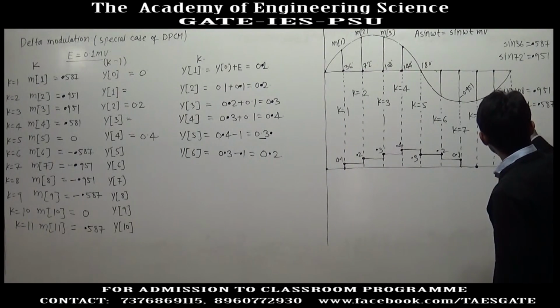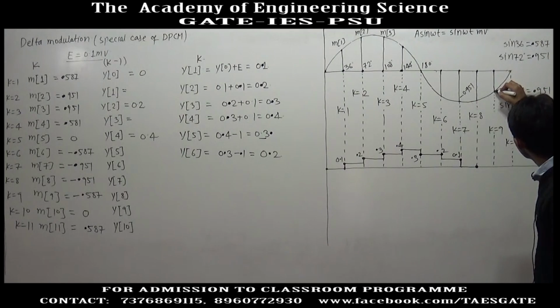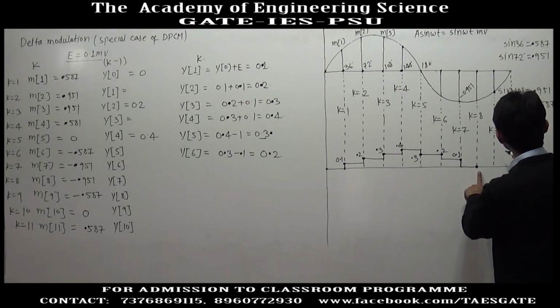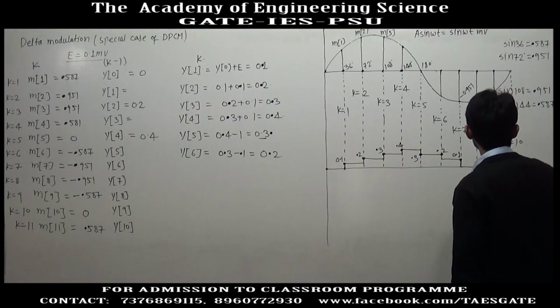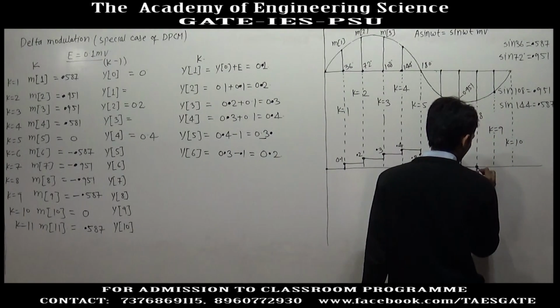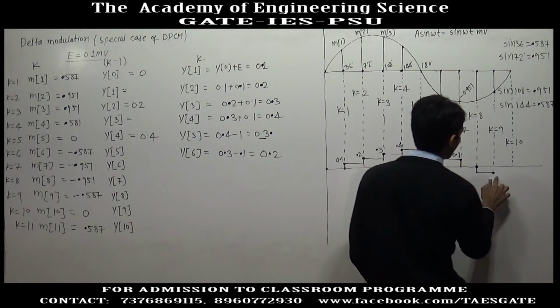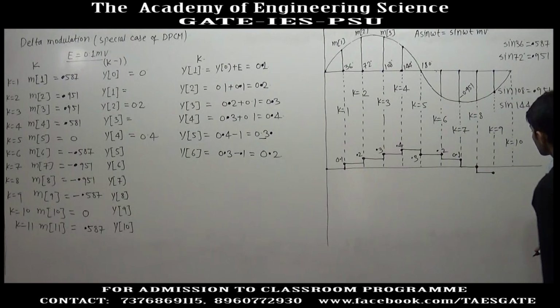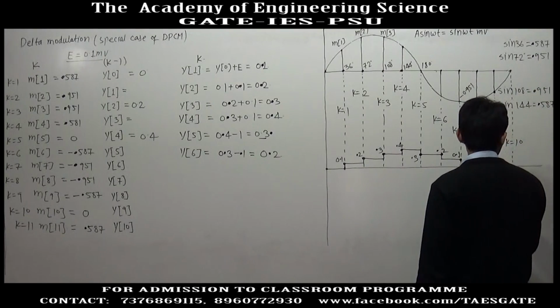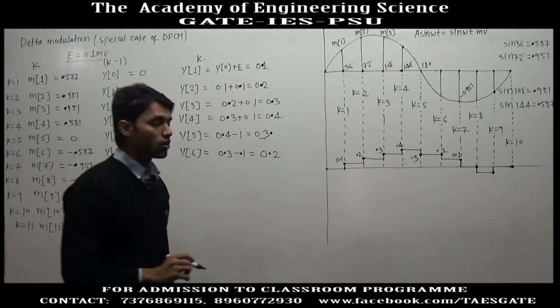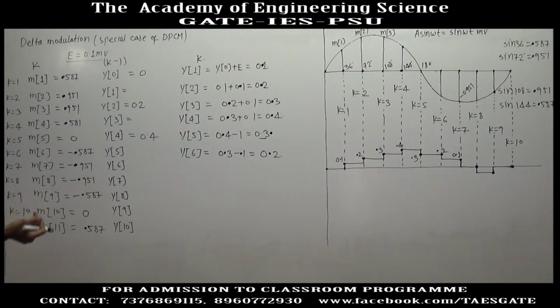Now, to obtain output at k equal to 9, we will compare m9 and y8. So, the input is again less than the previous output, so it will again decrease by 0.1. So, this is the output at k equal to 9. Here output is negative and the next input is 0. So, at this point we will add 0.1. So, this way we can plot the output comparing present input and previous output.